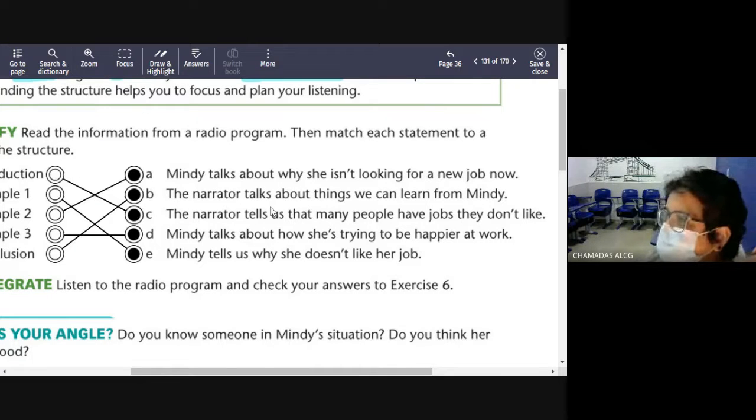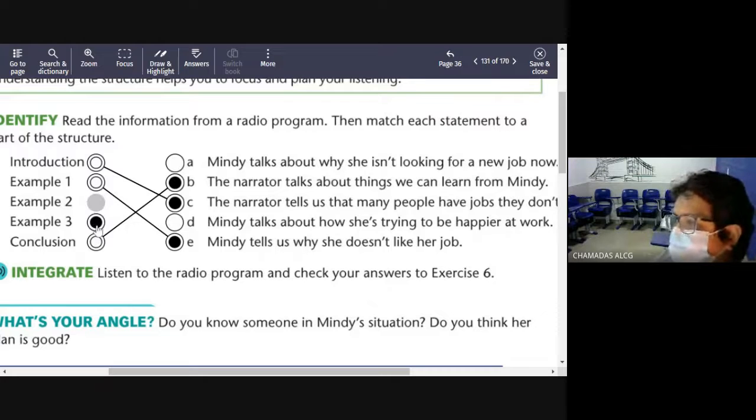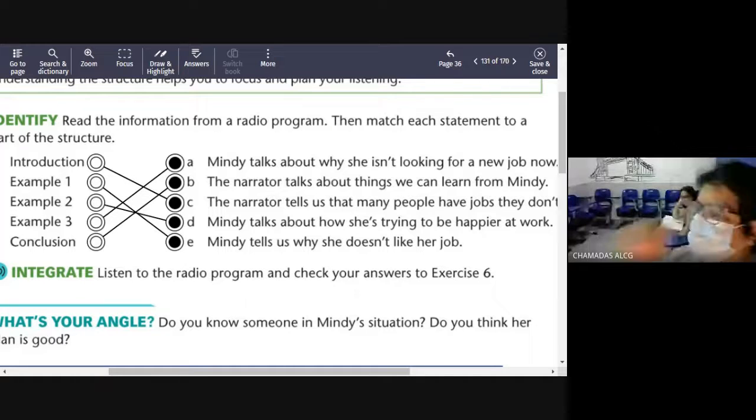Okay. Now, I think we need to fix something here, right? Because she took it first about trying to be. So first, Mindy tells us why she doesn't like the job. The second example is C. The third one is A, and the second one is D. Okay, I think now it's correct.